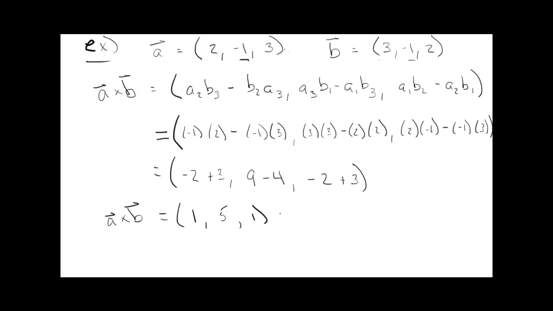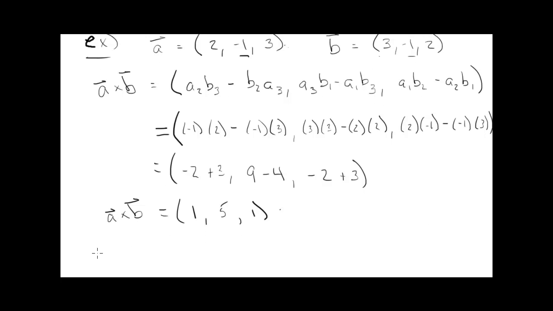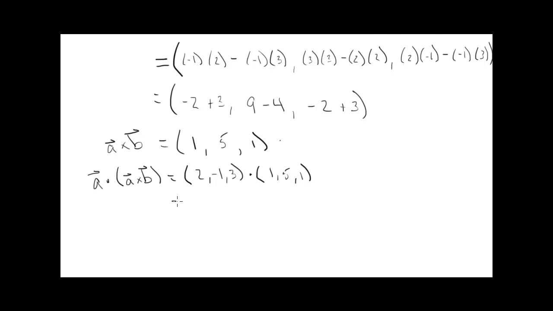So actually, yeah, let's verify that, right? How do you verify that A is perpendicular to A cross B? Well, we know that two vectors are perpendicular if their dot product is equal to 0. So A is 2, minus 1, 3, and I dot that with A cross B. Then a dot product, so I multiply the x's, so 2 times 1 plus minus 1 times 5 plus 3 times 1. So 2 minus 5 plus 3 is 0.